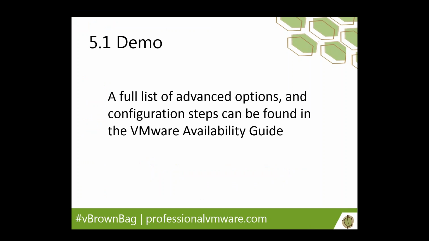The availability guide has all of the advanced configuration options. You might have seen a few of those settings in the HA and DRS settings. You can go through and look at some of what those do. I think I listed pretty much the relevant ones on the slides here, but there's a bunch of others you can go check out as well.